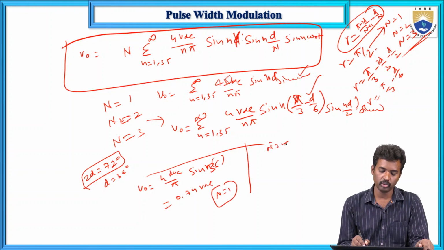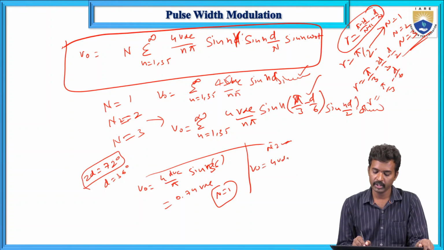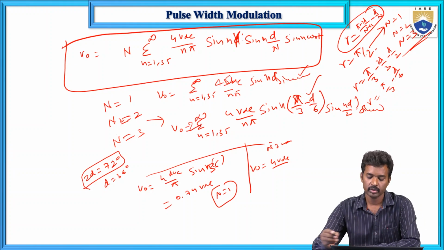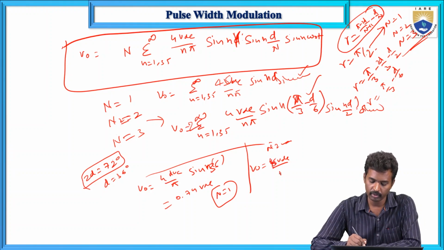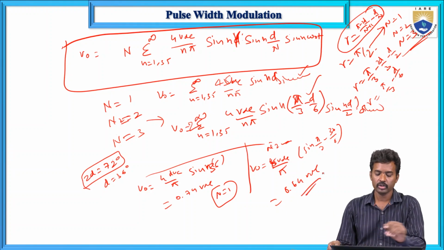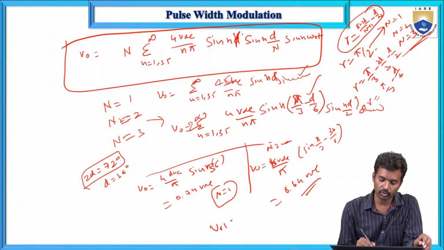For n equals 2, V0 equals 4VDC by π, and you also need to multiply by 2, so 8/π sin(π/3 − 36/6), and that value equals 0.64 VDC. So what is the conclusion? The fundamental harmonic V01 at n equals 1 is greater than V01 at n equals 2.